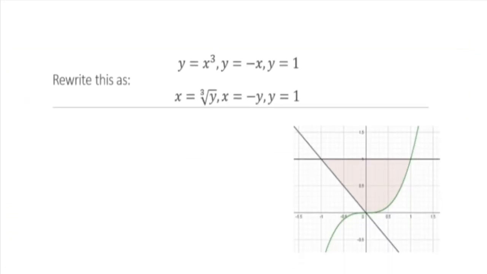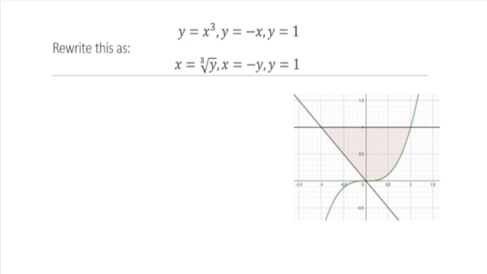Okay, so going back, we rewrite the given as x equals cube root of y and x equals negative y. Yung y equals 1, y equals 1 pa rin yan. Okay? So, let's just label this as x equals cube root of y, x equals negative y, y equals 1.